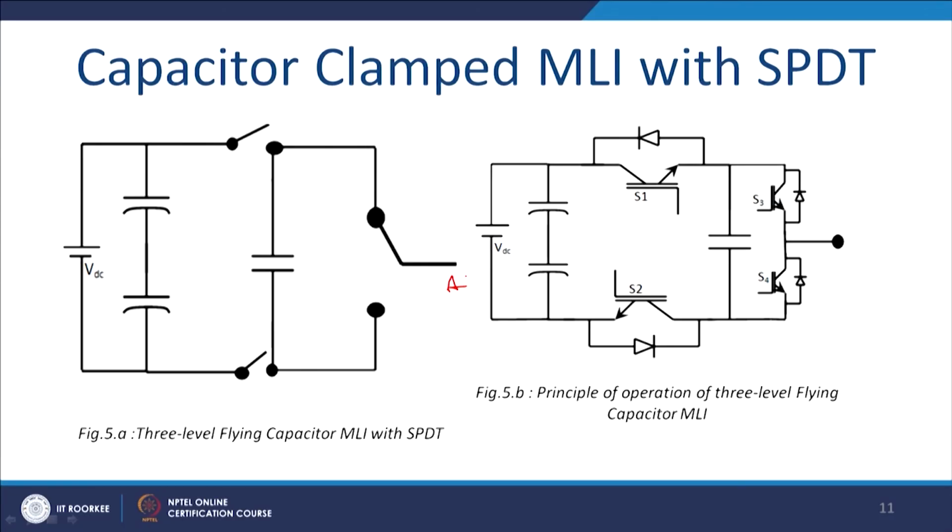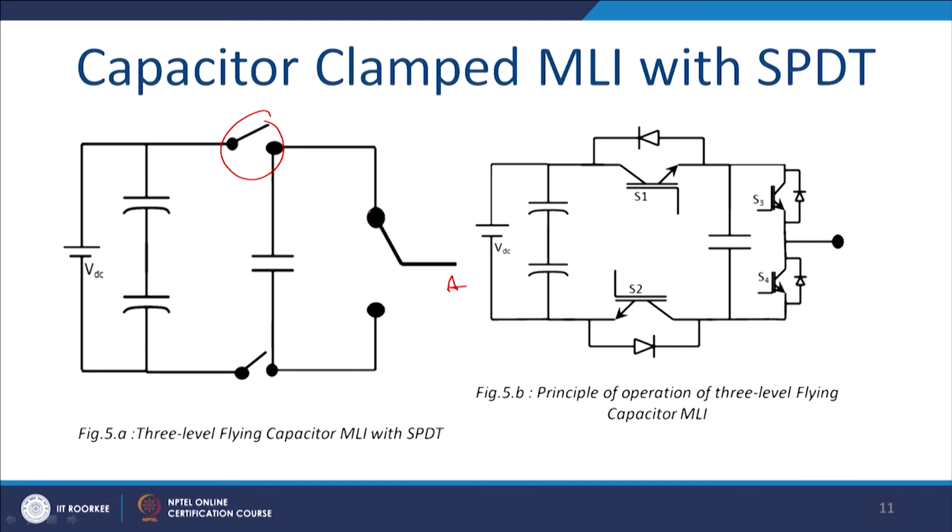Now, we shall start briefly the capacitor clamp multi-level inverter. We will continue to the next class. Basically, we can also realize the capacitor clamp 3 level multi-level inverter with the help of SPDT or SPST or mechanical switches. So, this is the point A and this is required to be controlled, and if this switch is closed, then it will be connected to the DC bus voltage.